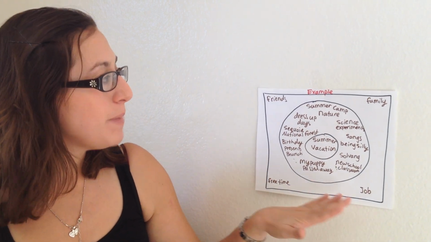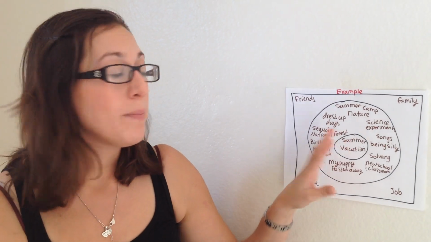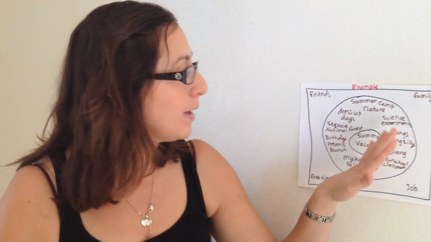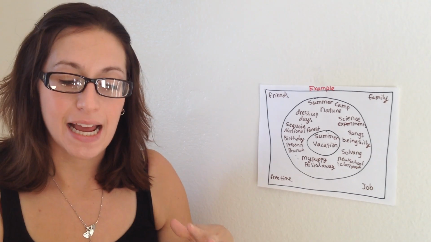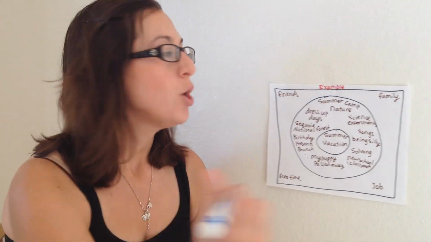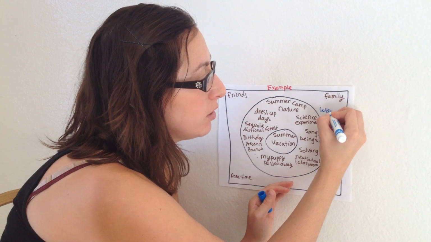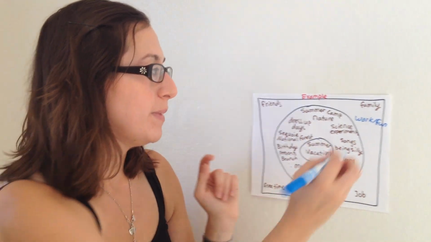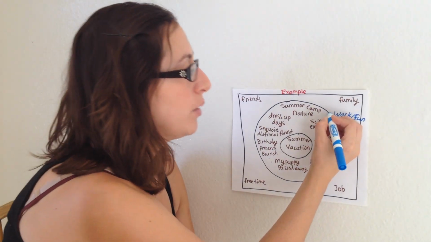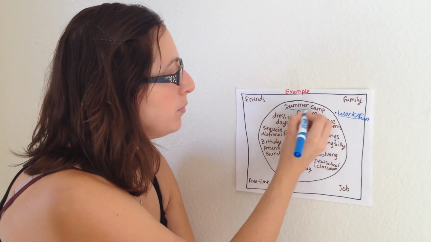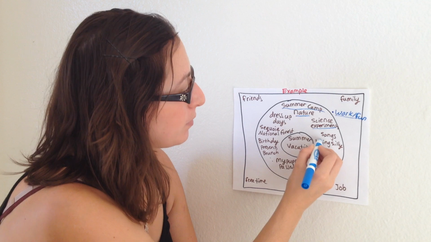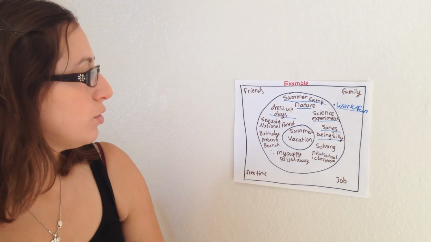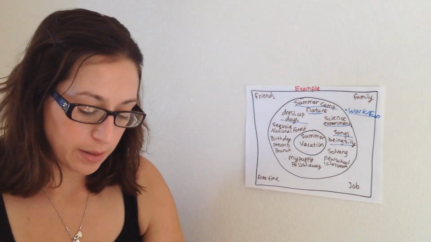Okay? So this is the basics of a circle map, and from there we might help to categorize these to help us later on to start writing. So I can look through my circle map and find some items that have some things in common. So one of the first things would be things that relate to work and fun, because I consider those things the same in terms of my summer, because when I was working over the summer it related to having fun. So summer camp, nature, science experiments, songs, being silly, dress-up days, all of those relate to work and fun because it all centered around summer camp.